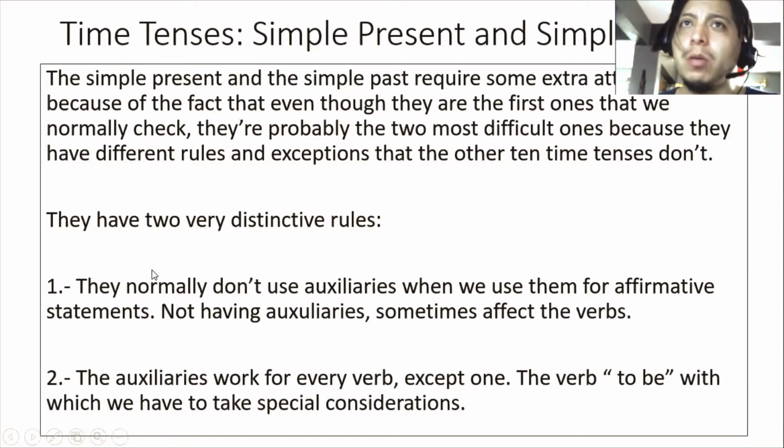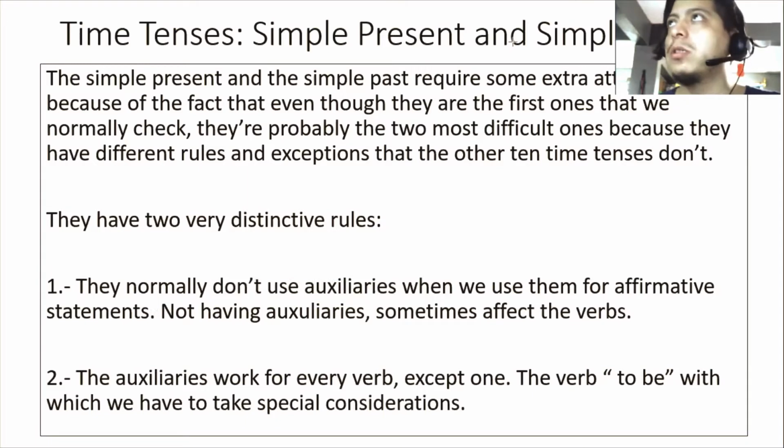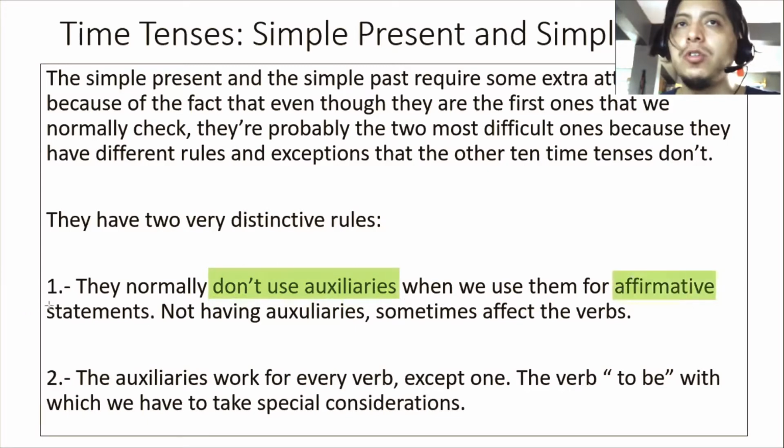Okay, what I was telling you. They have two very distinctive rules. There are two rules for the simple present and the simple past that are only for the simple present and the simple past, and we have to remember them because they are going to be useful forever. Number one, they normally don't use auxiliaries when we use them for affirmative statements. So this is important. They don't use auxiliaries. Sorry, this one is very solid. Okay, they don't use auxiliaries for affirmative statements.